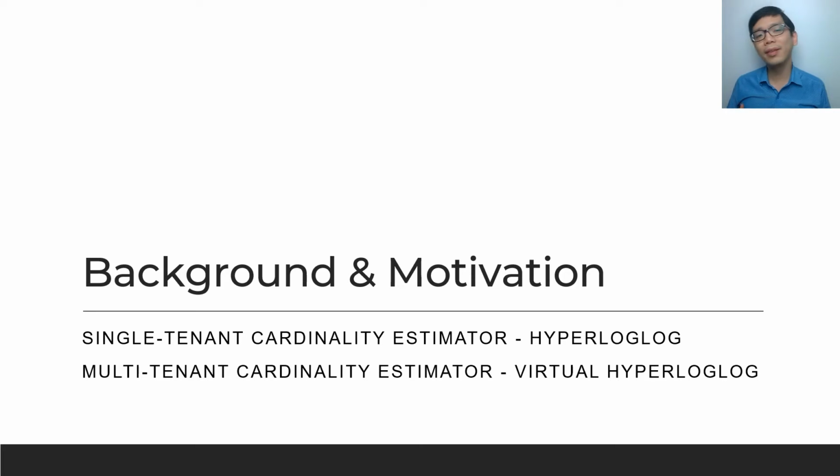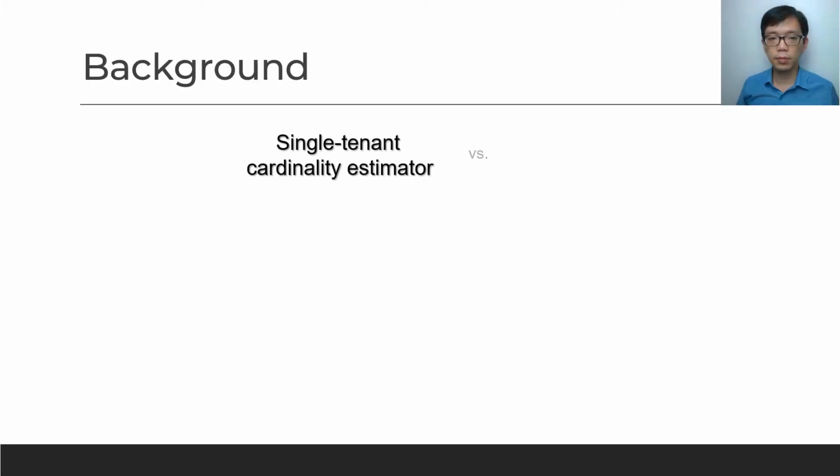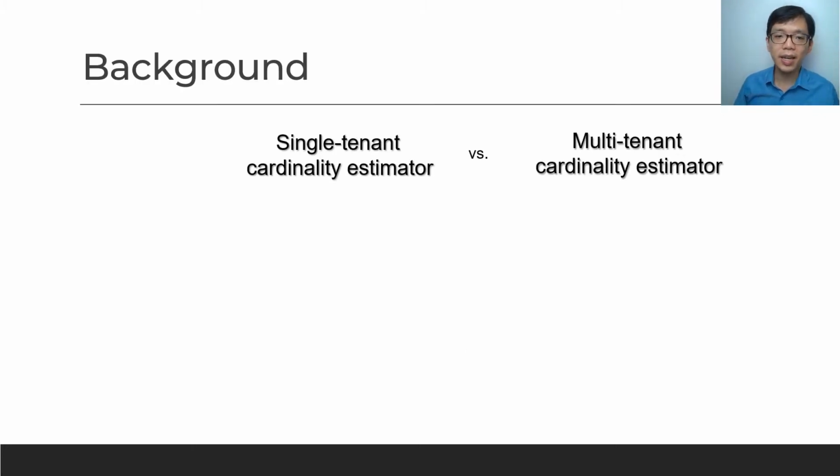So, how do we handle the problem? In this section, we're talking about the prior approaches, including single-tenant and multi-tenant cardinality estimators, and what we discovered. From that, we design a solution to overcome the prior drawbacks. Okay, let's talk about the single-tenant cardinality estimator and the multi-tenant cardinality estimator.